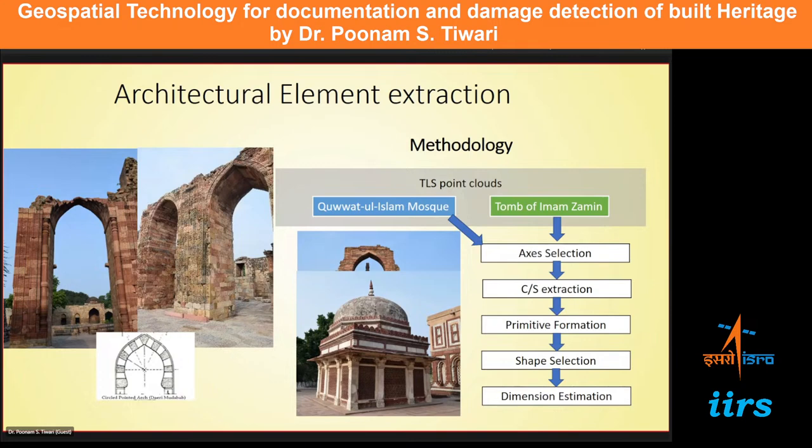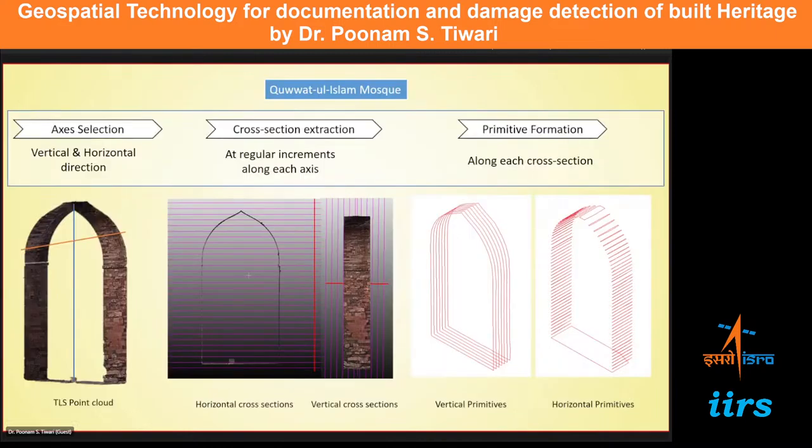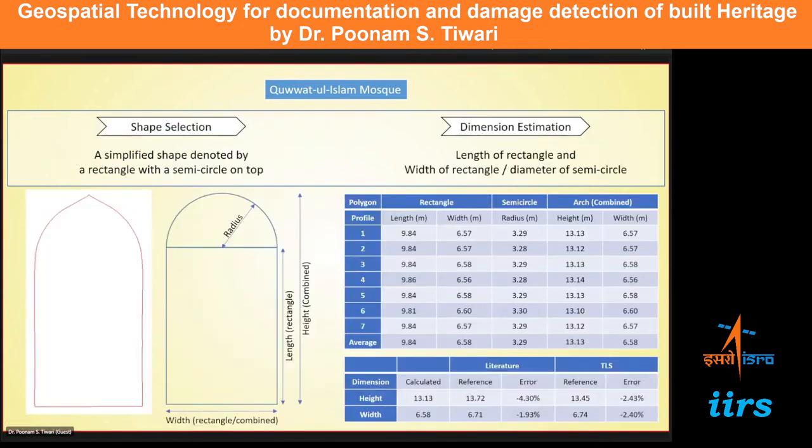You can see these are the arches. Now these arches have been broken. So using this technique, we can virtually reconstruct these arches also. For these arches, we have taken a subset of the point cloud. This is the TLS point cloud subset, and on this subset, horizontal and vertical cross sections at regular increments along both axes were carried out, and the primitives were generated. You can see. Now we have this primitive which can be used for any other location.